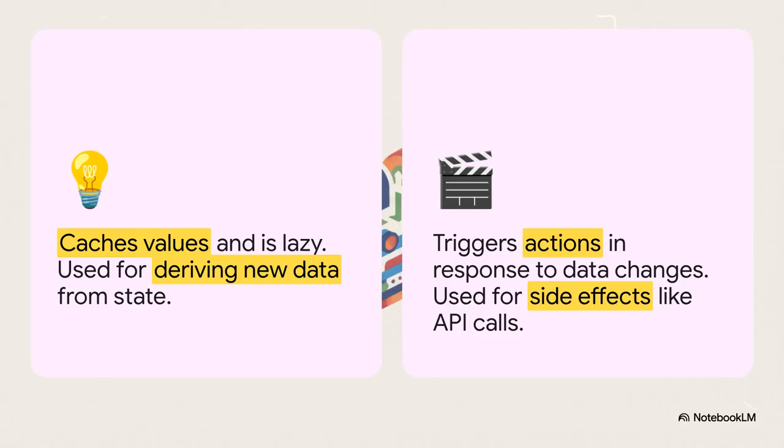Let's just boil it down to the absolute core difference. Think of computed properties as data. They're for creating a new value based on other data. The key things to remember are that they're cached and they're lazy. They only run when they absolutely have to. Now watchers are for actions. They don't return anything. Their whole job is to do something when a piece of data changes. Think API calls, saving to local storage, that kind of stuff. They're all about side effects.